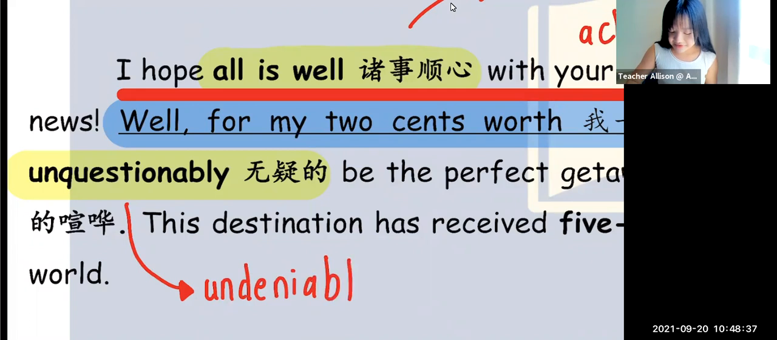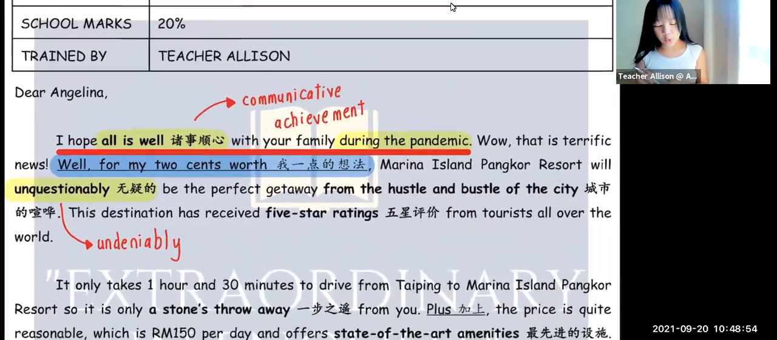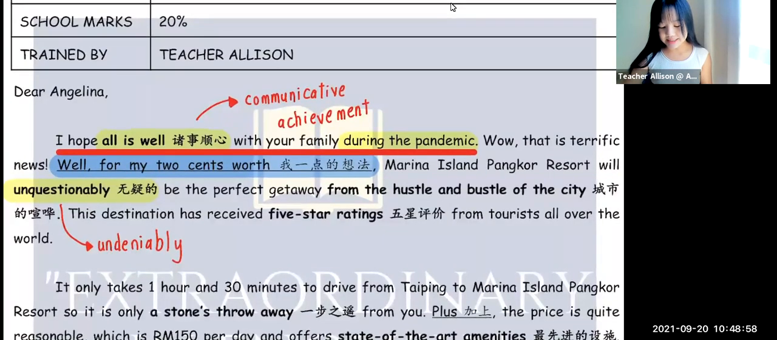I am filming this video in the early morning at the crack of dawn, so it is unquestionable that the weather right now is scorching hot. It is undeniable that the weather right now is super duper hot. I'm not sure if y'all can see the sun, peeking into my room right now. So Marina Island Pangkor Resort will unquestionably, undeniably be the perfect getaway from the hustle and bustle of the city.